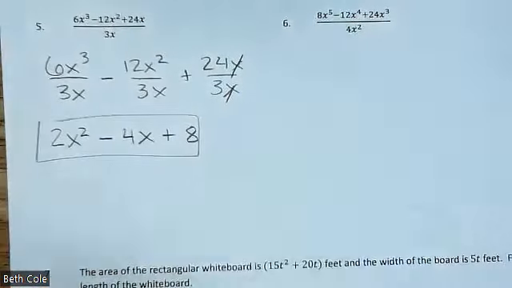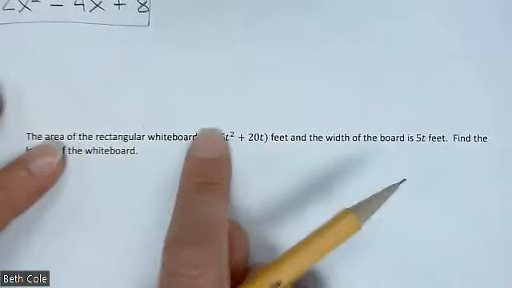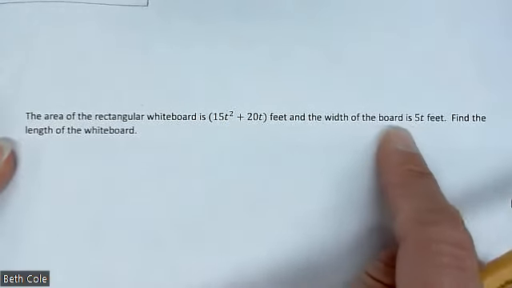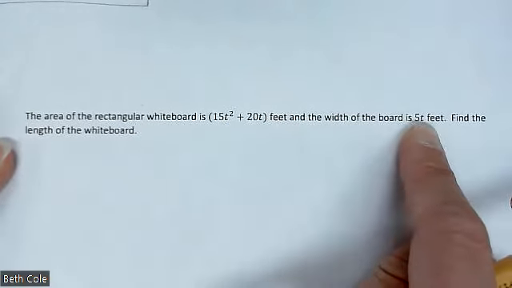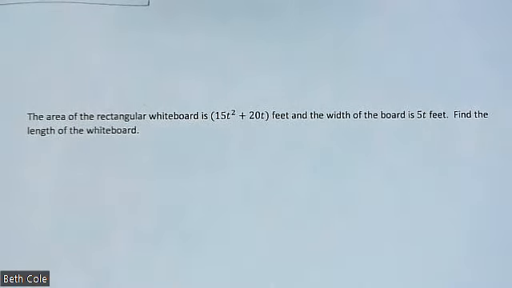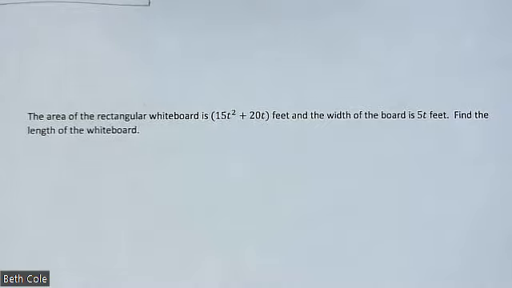Cool. All right, we'll just do the word problem. Again, the mathematics with word problems is not any different. You just have to read, okay? The area of a rectangular whiteboard is given by this. That's the area, that's like the answer. The width of the board is 5t. Find the length. So it would be length times width equals area, but we have the area. We're trying to go backwards and get one of the other dimensions.